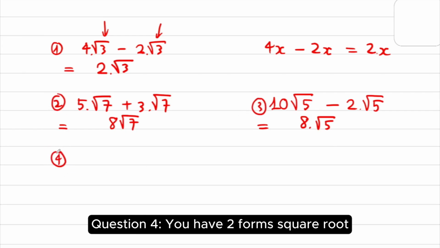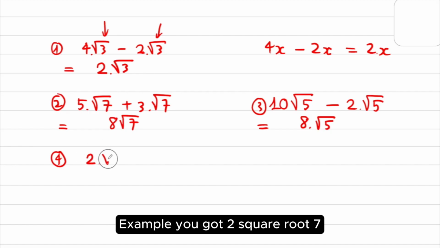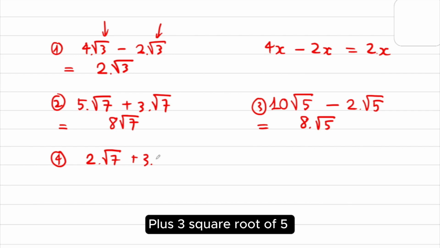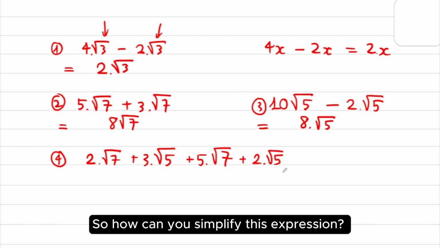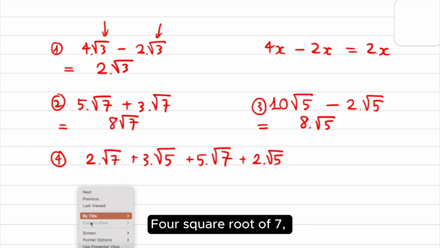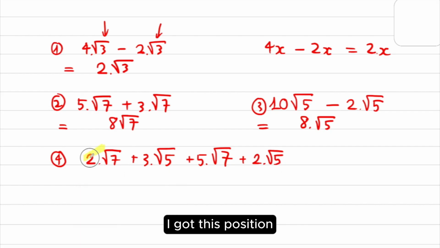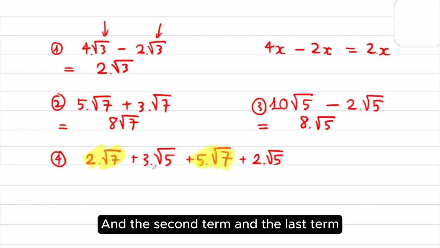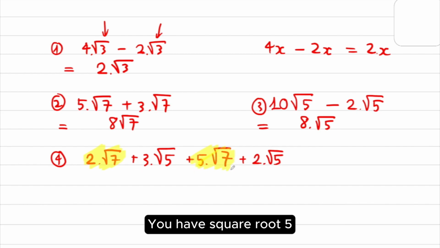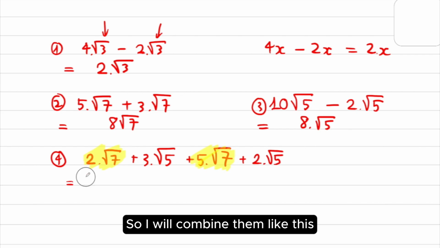Question 4, you have two forms of square root. For example, you got 2 square root 7 plus 3 square root of 5 plus 5 square root 7 plus 2 square root of 5. So how can you simplify this expression? You can see square root 7 is in the first term and the third term, and the second term and the last term have square root of 5. So I will combine them like this.